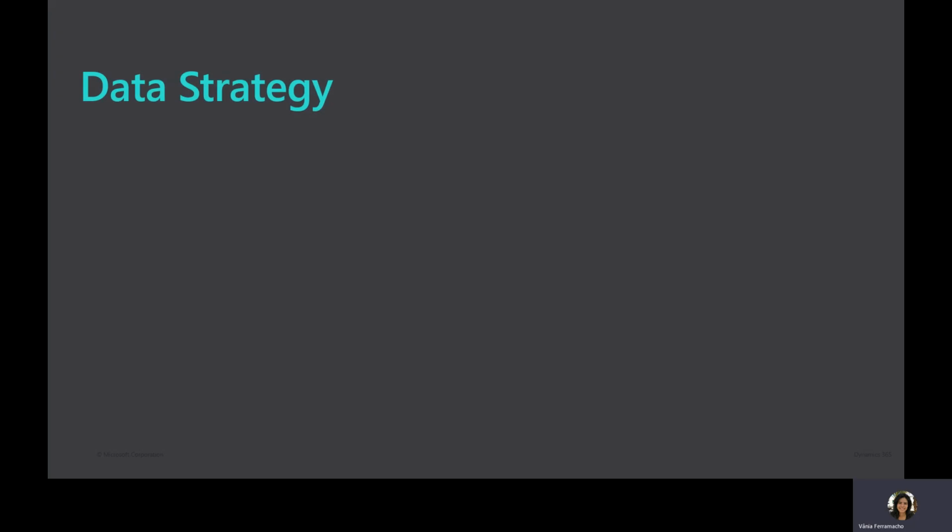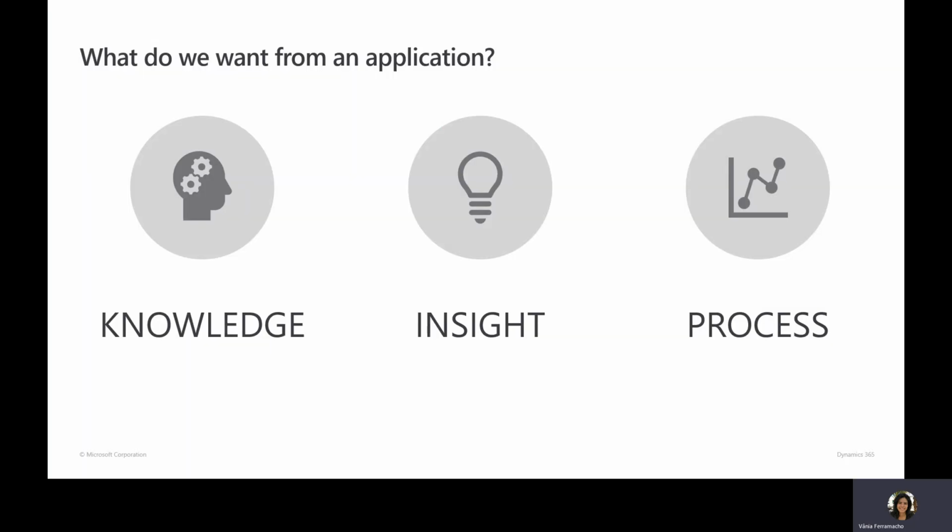So data strategy. What do we want from an application? When you think about the solution application, we need to understand what we want from it. Sometimes it's important to leave the technical part behind for a moment and think about what we would like to have or get from the solution. Because at the end of the day, data inside CRM is just a piece of it, right? So what do we really want?